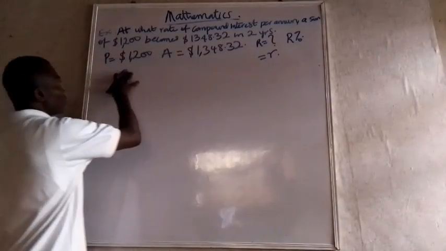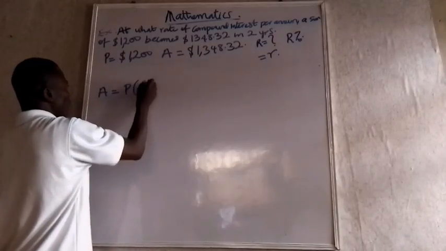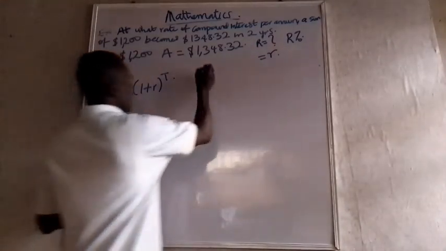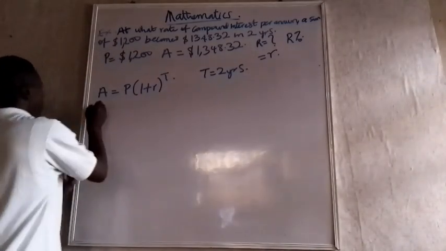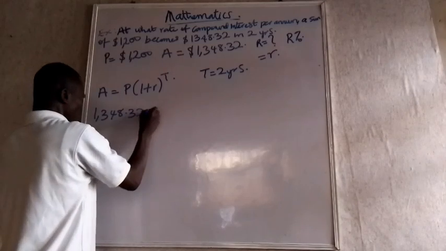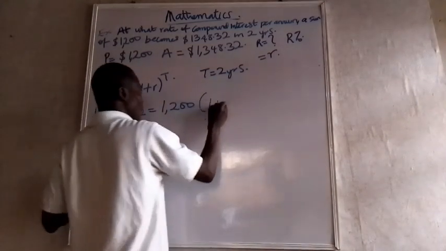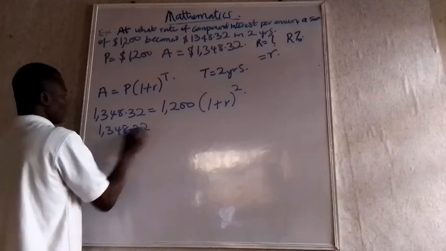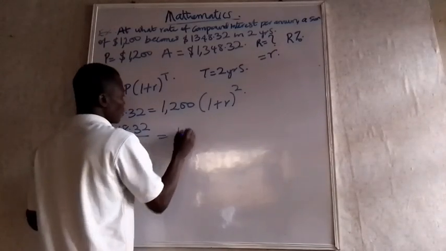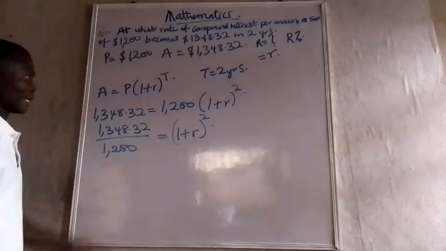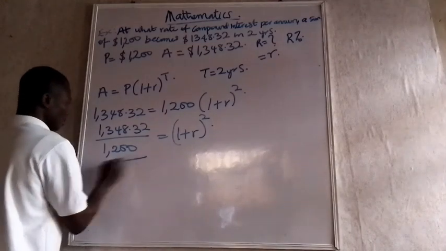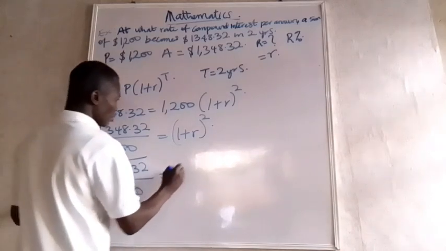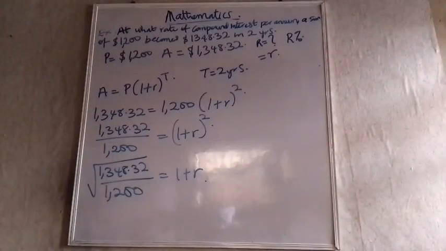From there, we know that A is equal to P into 1 plus R raised to power T, that is the time, number of years, or N, number of years. We also know that T is equal to 2 years. So we can now say that 1348.32 will be equal to 1,200 into 1 plus R raised to power 2. Now let's divide both sides by 1,200. So we are going to have 1348.32 over 1,200 equals 1 plus R squared. Now let us square root both sides. We can now say that square root of 1348.32 divided by 1,200 equals 1 plus R.